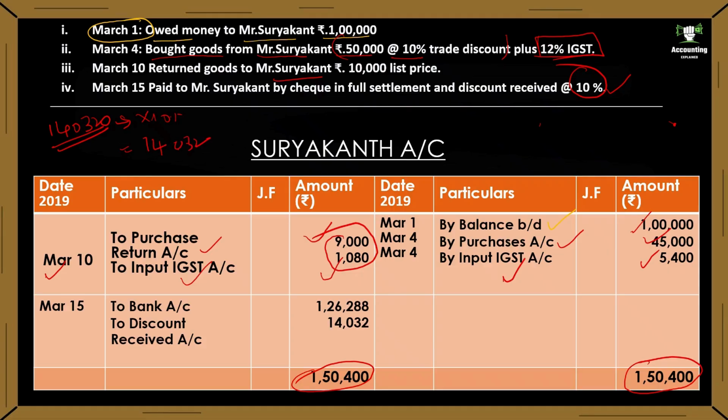That is discount received. Discount received will be credited in your journal. So in the ledger, it will be debited to discount received 14,032. And 1,40,320 less 14,032 is 1,26,288. That is the amount you have paid to Mr. Suryakant. So when you pay the amount, it is credit, what goes out. It will be credited in the journal. So in the ledger, it will be debited to bank account on March 15th, 1,26,288. When you total, both the debit side and the credit side will tally.